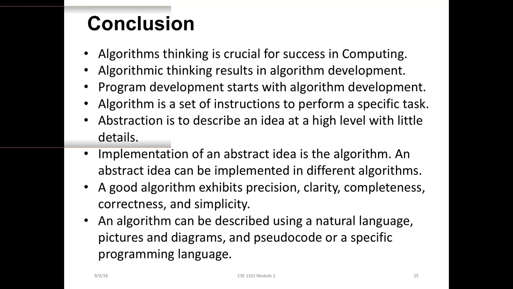Implementation of an abstract idea is the algorithm. For instance, how to go to downtown. If you implement those processes, that is the algorithm. Basically, the implementation of an abstract idea is the algorithm. How you implement an abstract idea, that implementation process is actually your algorithm. An abstract idea can be implemented in different algorithms.